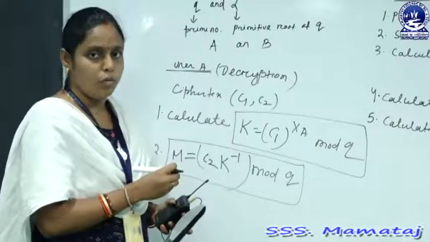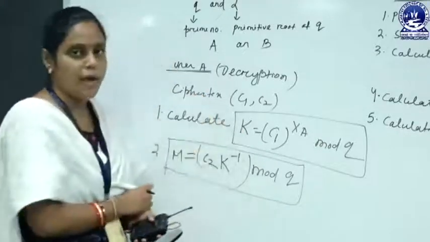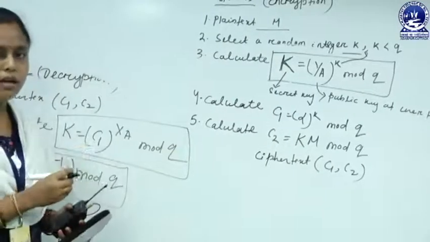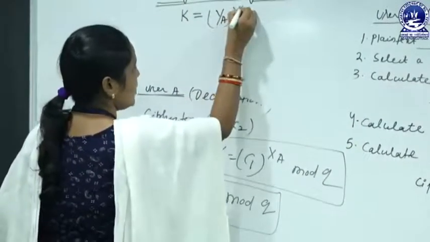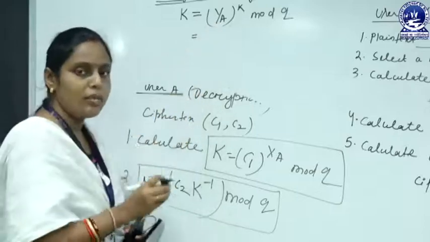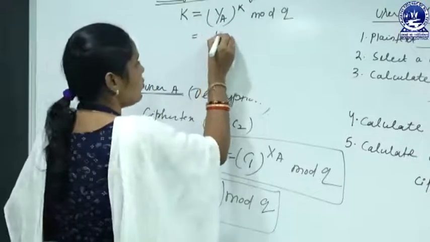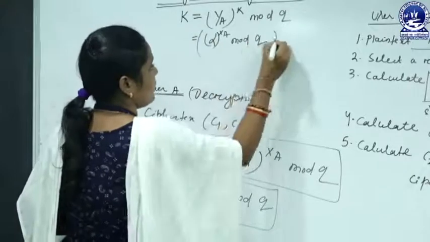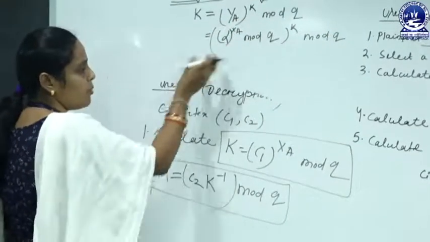Now look at the proof of how this k value generated by user A is equal to the key value generated by B. First, I am taking the secret key value generated by user B. That means k equals ya to the power small k mod q, where ya is the public key of user A, which is alpha to the power xa mod q, all to the power k mod q, because here ya is substituted by this value.